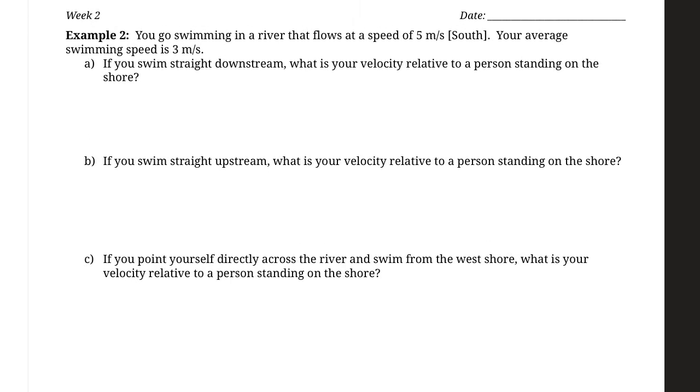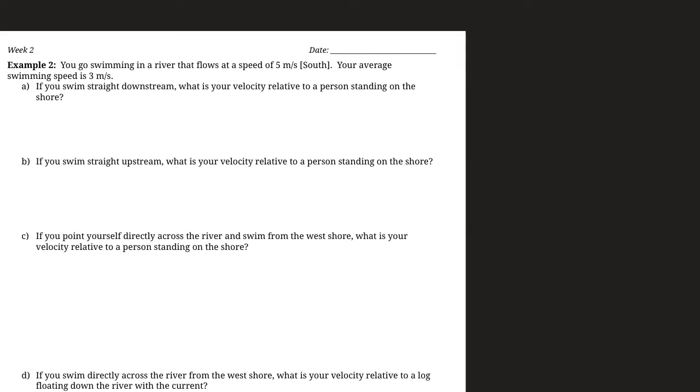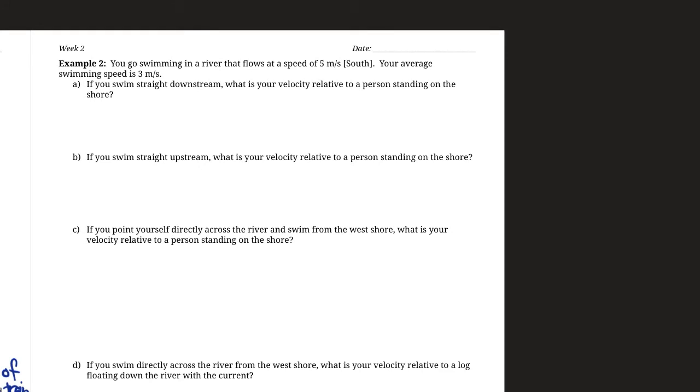Let's look at a two-dimensional example now. If you go swimming in a river that flows at a speed, or it should say a velocity, of 5 meters per second south, so if this is our river, clearly the river has to go north-south if the flow of the river is south. So this is 5 meters per second south, right?